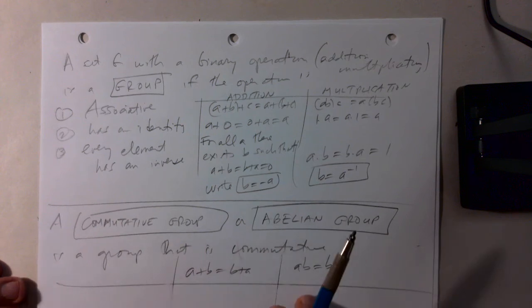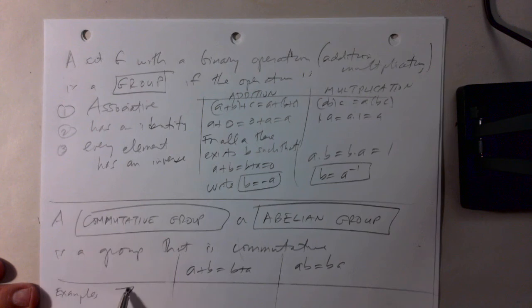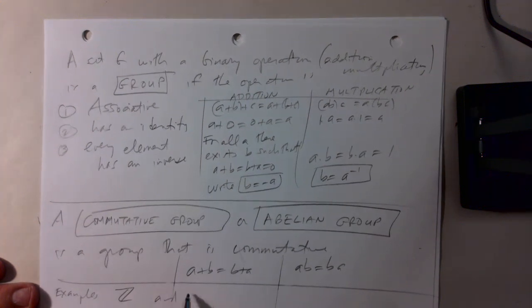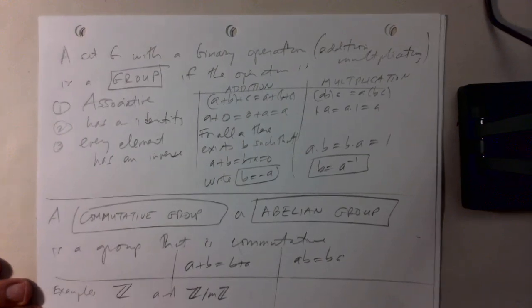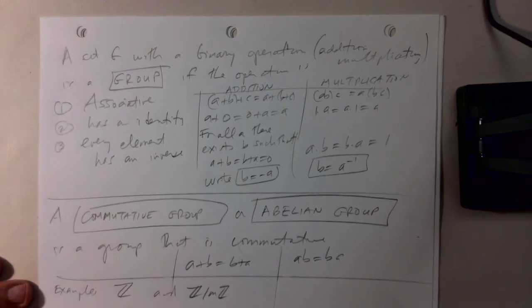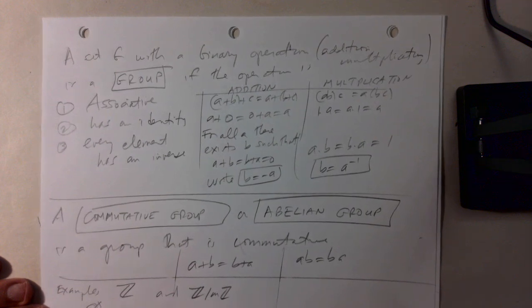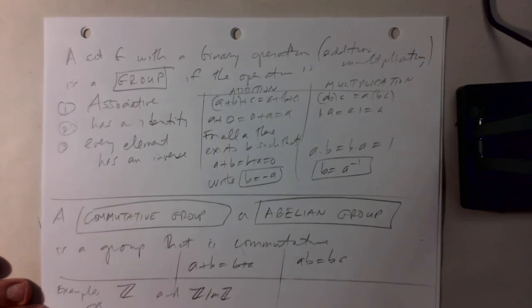And we've seen two examples. The integers under addition and the congruence classes under addition. What's an example of a multiplicative abelian group? Well, we could take, I'll write Q star, this means the non-zero rational numbers, fractions, is a multiplicative abelian group.